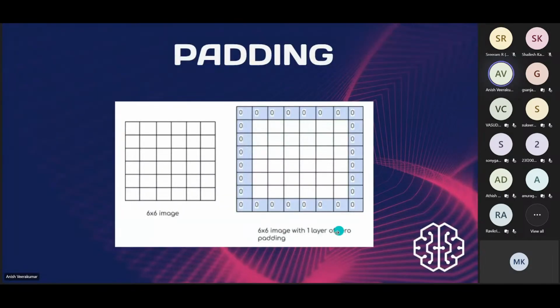Padding is just adding an extra layer at the top, bottom, left, and right. It's a layer of zeros. If it's zeros, then it's called zero padding. And it's normally zeros because we don't want to introduce new terms over there. And padding is also a hyperparameter which has to be set by you during execution of the code.